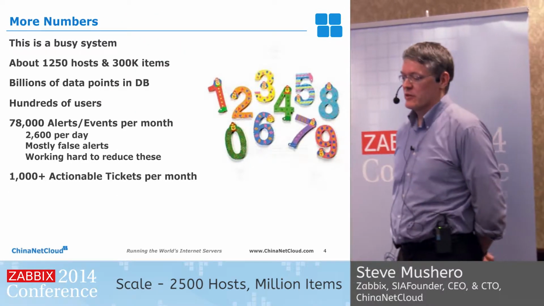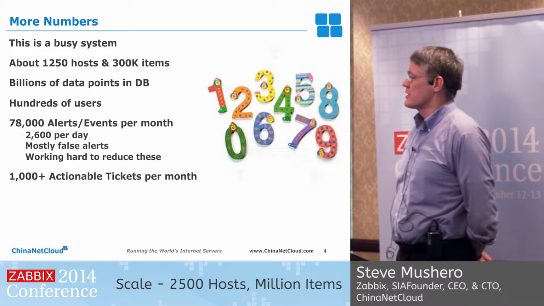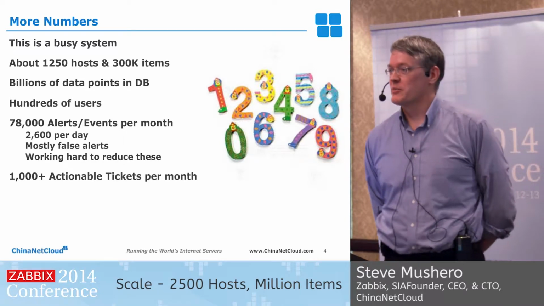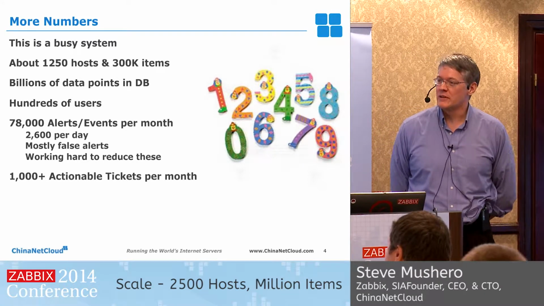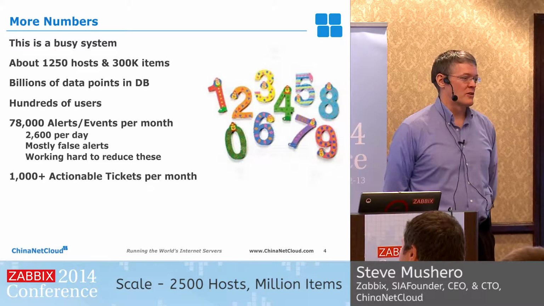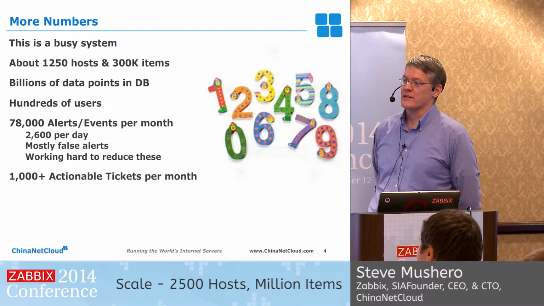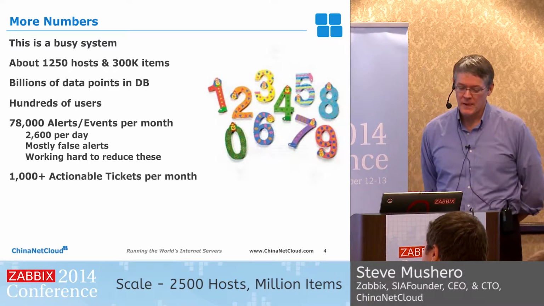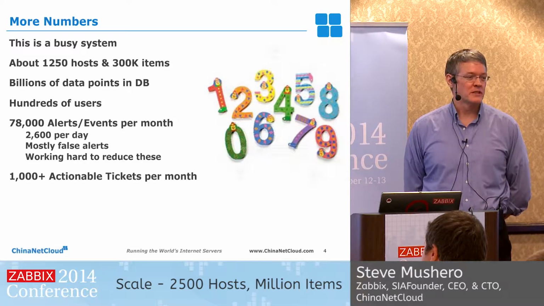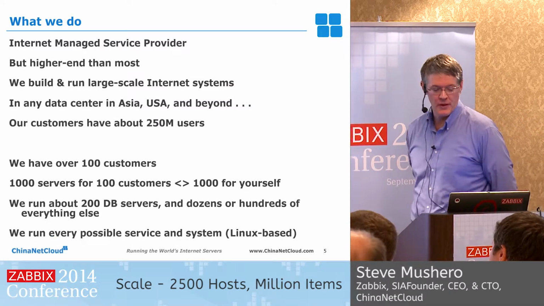So some more numbers. As I said, we have 1,200 hosts. We have about 78,000 alerts and events per month. Most of these are false alerts or information. We have up to 1,000 actionable alerts per day in what we do, operating all over the world. So we have lots and lots of issues with unreachability. It's one of our huge pet peeves. We have lots of challenges communicating over the world at high data rates. So we're working very hard to reduce this. We have billions of data points in the database, which I'll talk about, and how we scale, purge, and back that up.